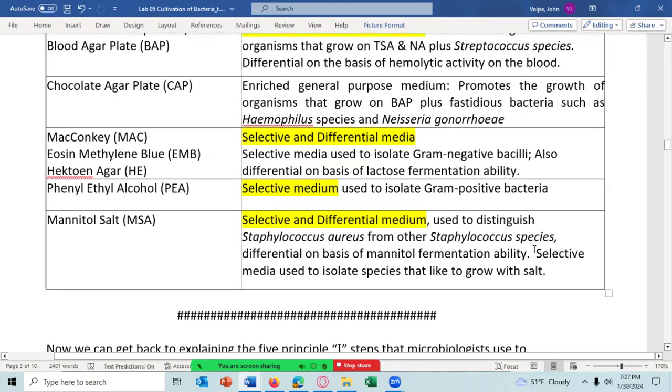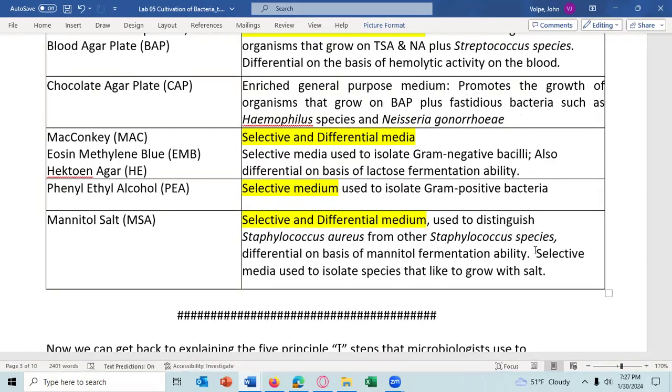We also have selective and differential media. We have three of them: MacConkey's, abbreviated MAC; eosin methylene blue, abbreviated EMB; and Hektoen agar, abbreviated HE. These are selective and differential. They have chemicals in them that will select for the growth of gram-negative cells, and they will select against gram-positives. And then they have other chemicals in them to differentiate between different types of cells.